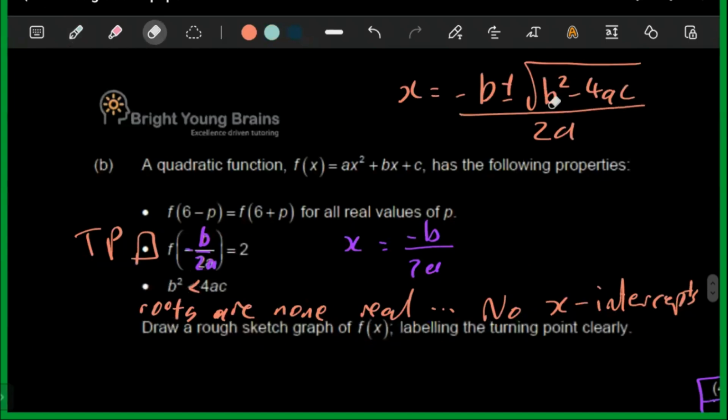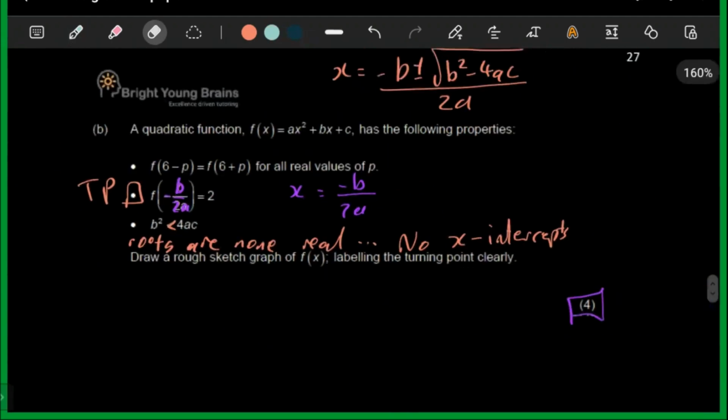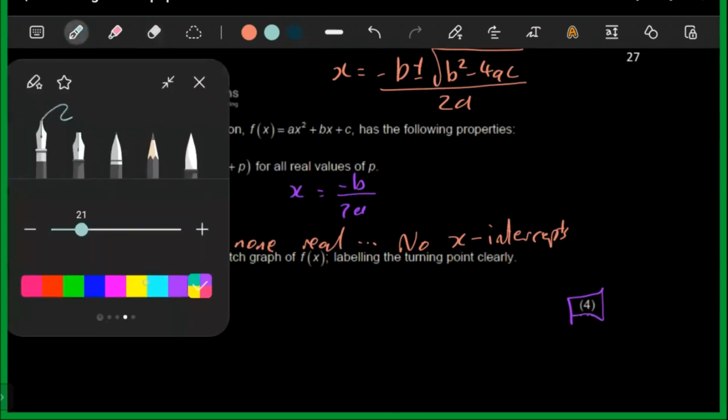You see, because if this number is smaller than that one, it means this minus this is going to be a negative value, which does not produce any solutions. So they said you draw a rough sketch of f, labeling the turning point clearly. So the only thing with this kind of question is we have to figure out what a is going to be, whether it's a smiling value or a negative value.